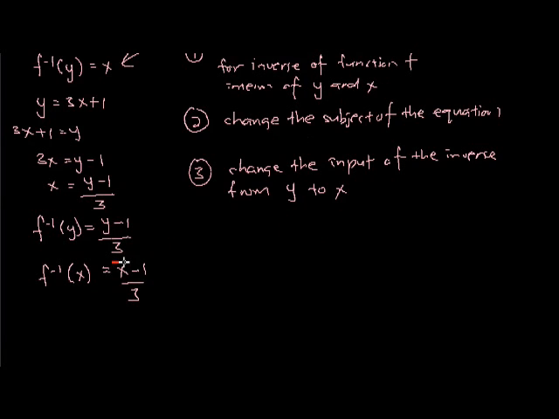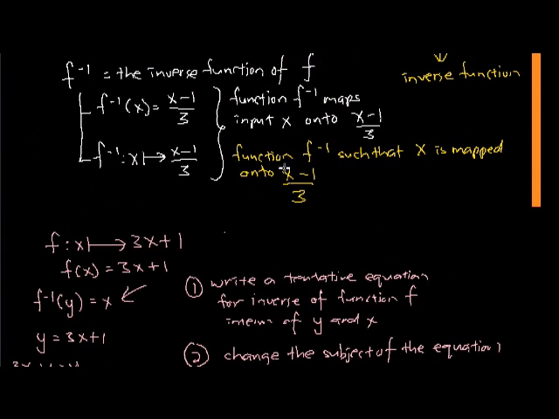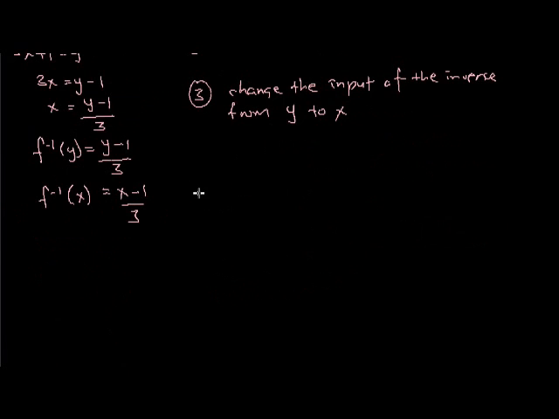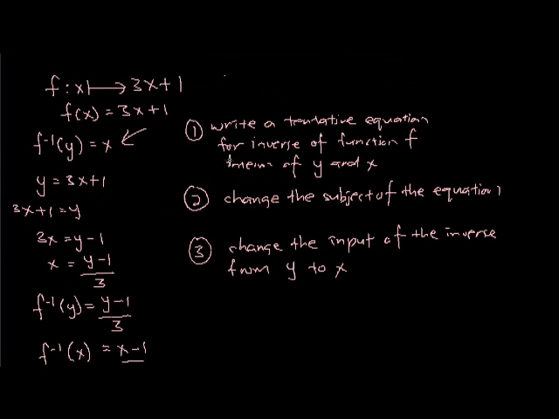Now let's look at the expression that represents the inverse of x. x minus 1 over 3. Surprisingly, it is the same as the inverse function that we found just now. In other words, we can use this method to figure out the inverse of any function by executing these 3 steps.